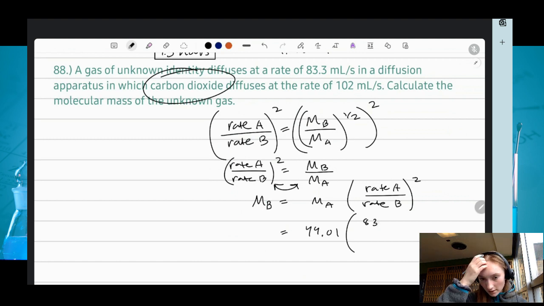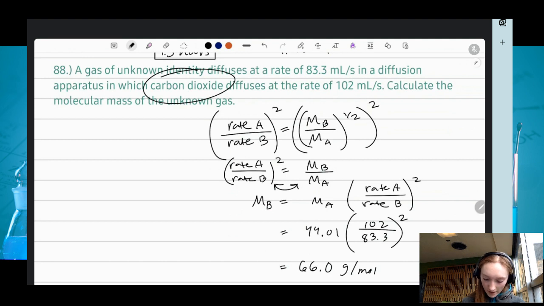Actually, let's see if I'm making this consistent. So rate A is going to be 102, and rate B, which is the unknown, is 83.3. So dividing that, multiplying it all out, we will get a molar mass of 66.0 grams per mole of Mb. So that is how we isolate that and solve this problem.